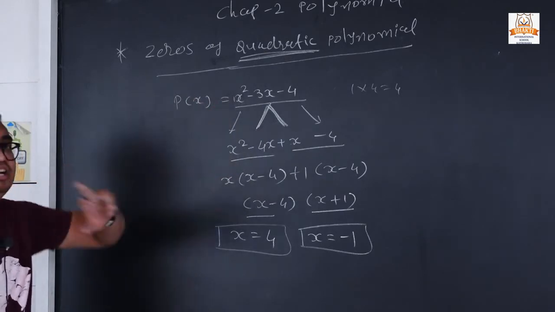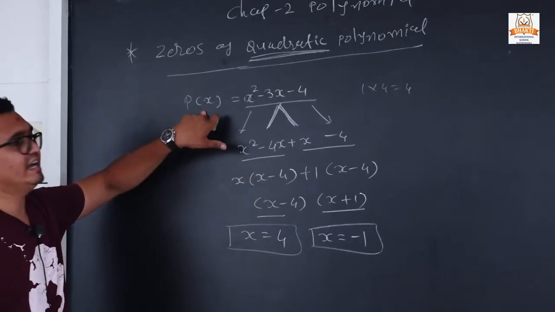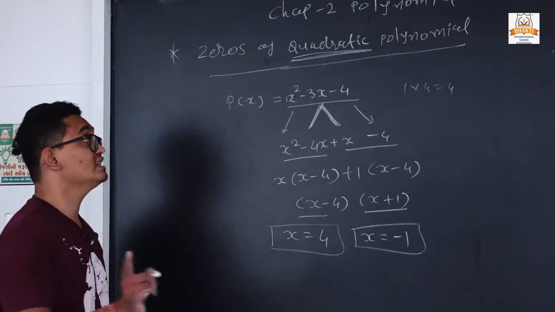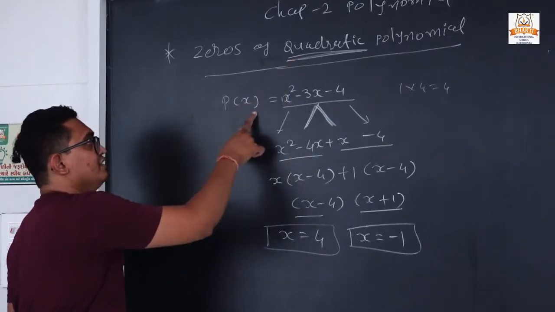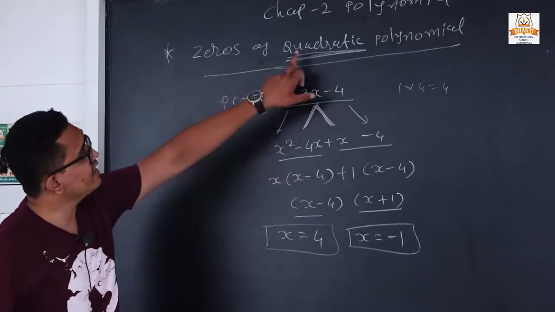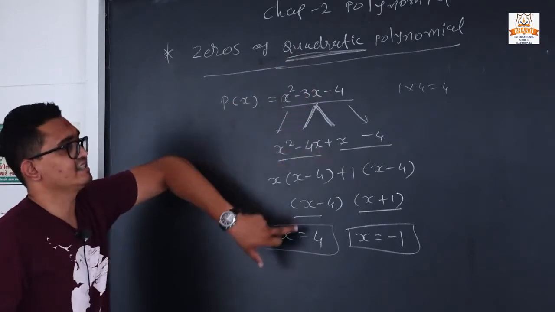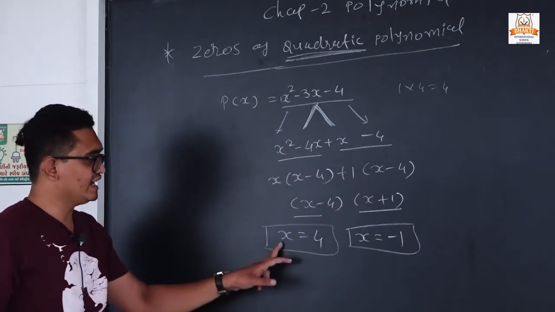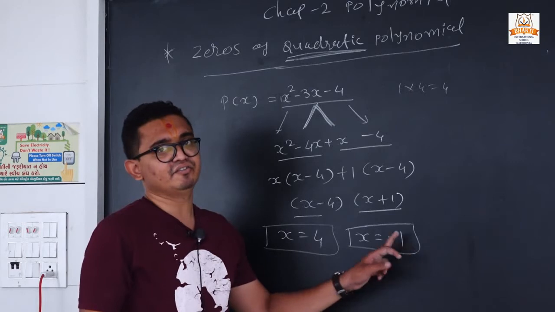So for a linear polynomial, what can we do? In a linear polynomial we can directly put p of x equal to 0. Remember that compulsorily. In a linear polynomial we start from p of x equal to 0, and if we have a quadratic polynomial, at that time we factorize. Clear? If we factorize, here we get the two values, x is equal to 4 and x is equal to minus 1.